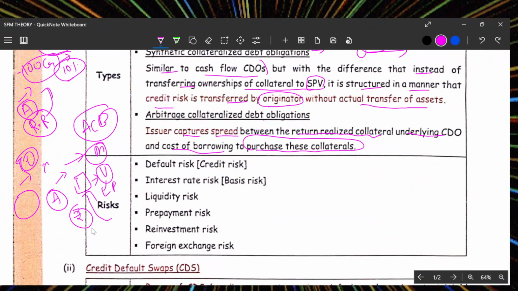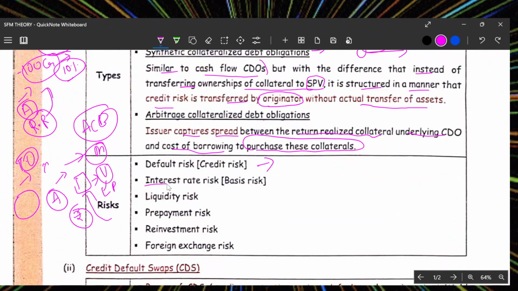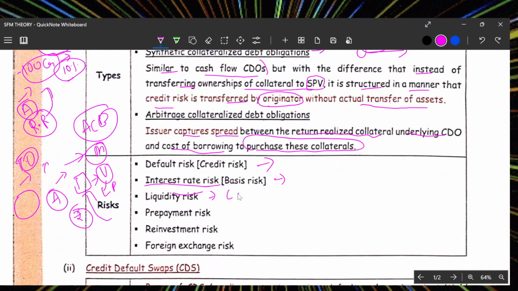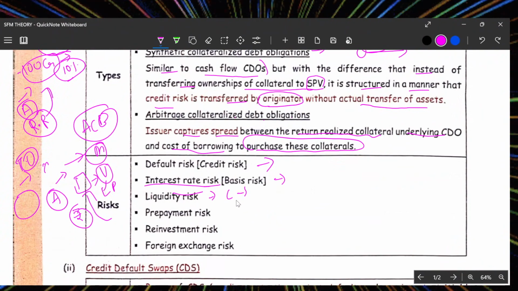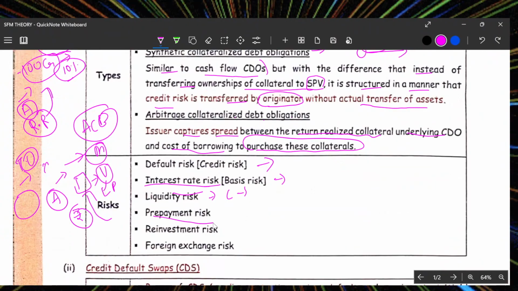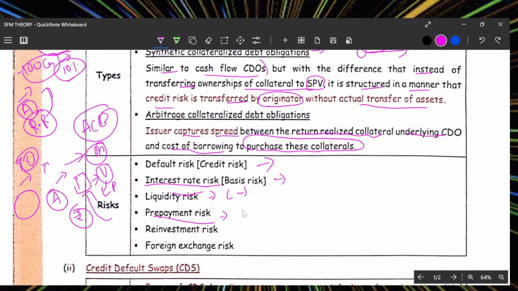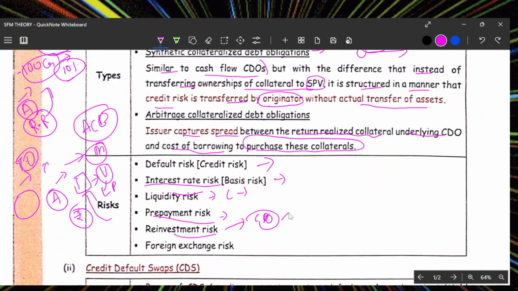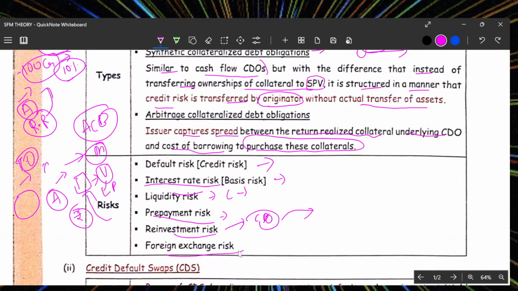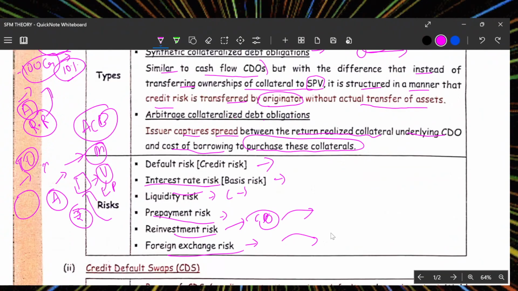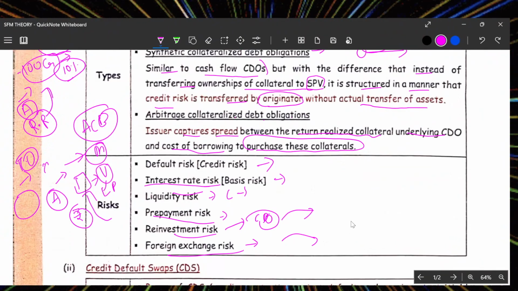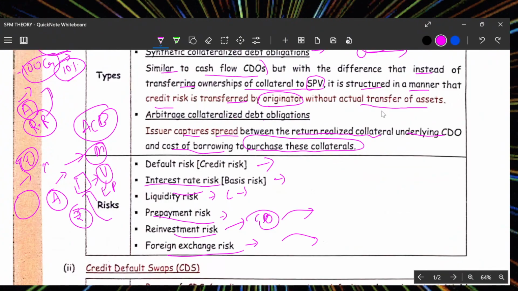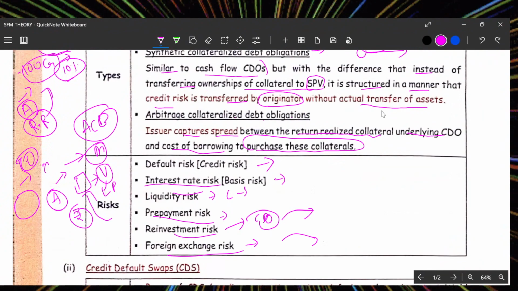What are the risks in it? Default risk, they may not pay it. Credit rate risk, the interest may go up and down. Liquidity risk, the collateral linked to those assets may not be liquidated fast, it will take some time. Repayment risk, the person repaying it may take some time. Reinvestment risk, when the CDO is bought, it may not be easily possible to transfer to the bank. Foreign exchange risk, if the collateral is from different countries, the dollar or currency fluctuation may even bring confusion. These are the risks in CDOs.